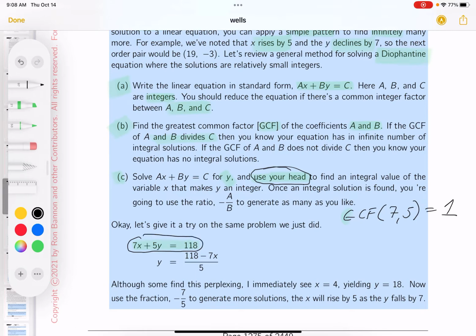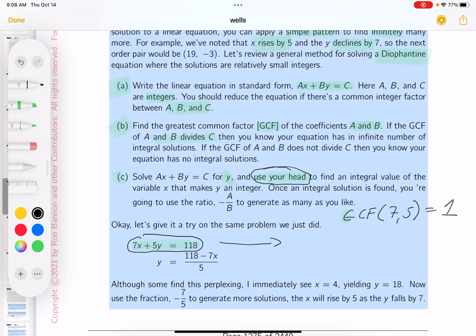All right? So next thing they say is that you should probably, and we're going to follow the instructions, solve the equation for y. So let me put that down for you. I'm going to solve this for y. Now again, you might say, is this going to work? Well, I know there's integer solutions, but they may be so difficult I can't find them. But I'm hoping not.